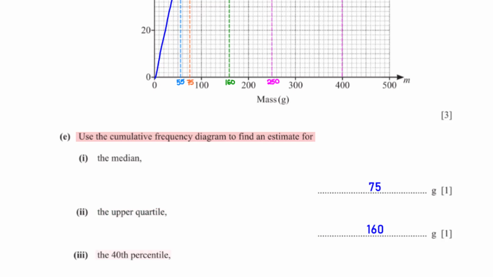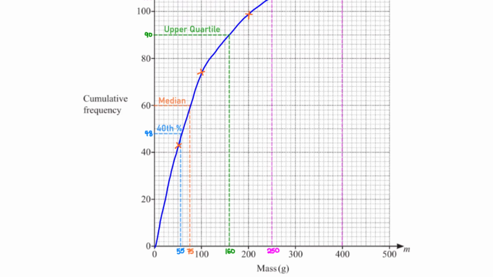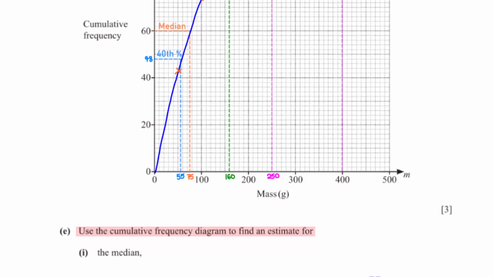Find an estimate for the 40th percentile. To get the 40th percentile, we map 40% of 120, which is 48, on the diagram. This gives us 55 grams.